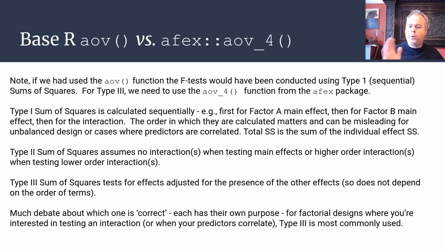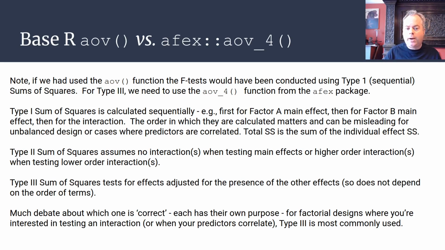So the order in which you put the terms into your ANOVA model actually matters, because that will change the way in which the sums of squares are calculated. This can be quite misleading because it's sensitive to order, but it can also be problematic for unbalanced designs or cases where your predictors are correlated with each other. So you want to avoid, generally speaking, type 1 sums of squares for the sorts of experimental designs that we will be building in the context of psychology and biomedical and life sciences generally as well.